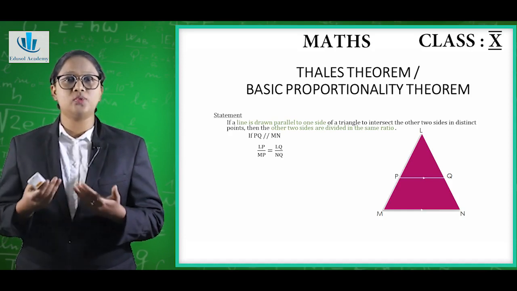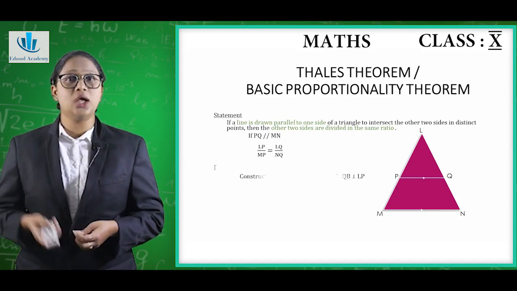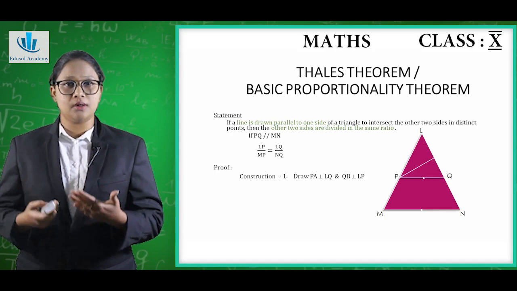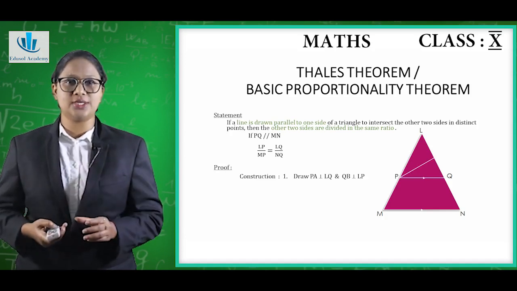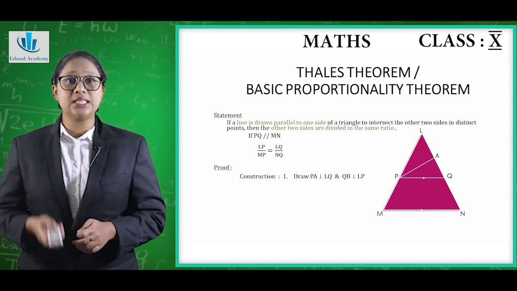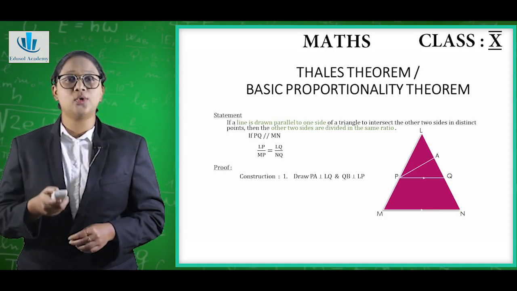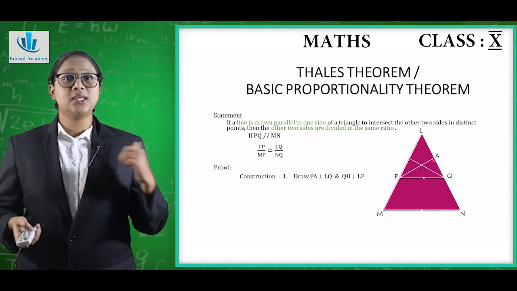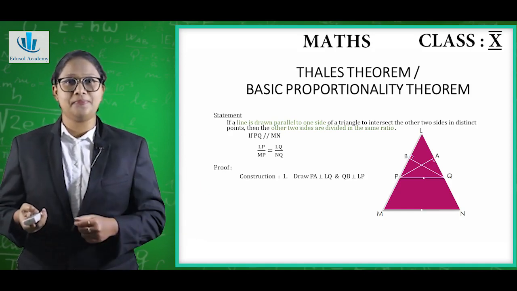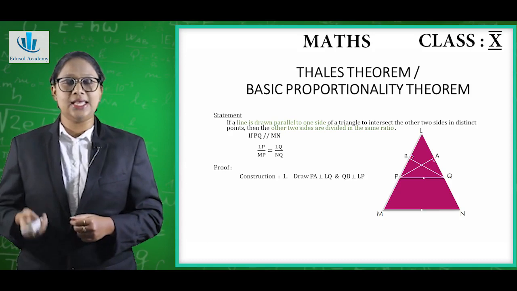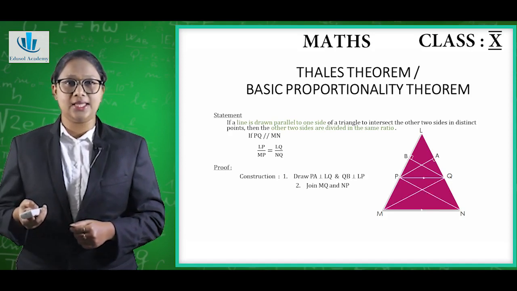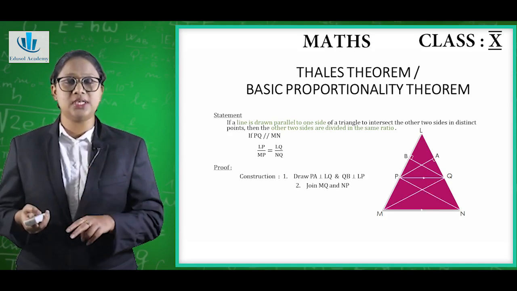Now we have to learn the proof of this theorem. For that, we are using the same figure, and we have to bring a little construction, a little modification to the figure. So as you can see, the first construction is to draw PA perpendicular to LQ and QB perpendicular to LP, as you can see. Now the second construction that we are bringing is to join MQ and NP. These are the two constructions that we are using.